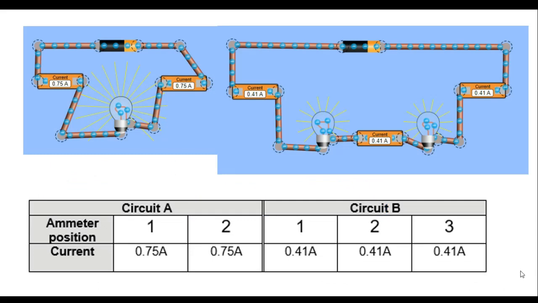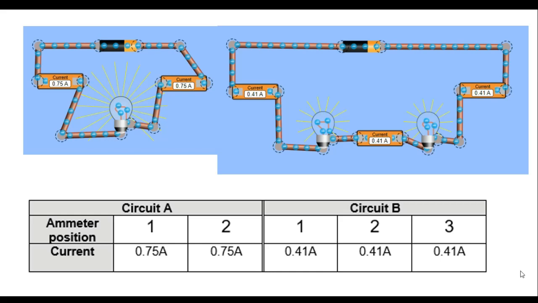So here are the circuits that I built using the simulator. You can see that for the first one, the current is 0.5 amps in each place. Now it doesn't matter if you have different numbers in your ammeters, the main thing is that it should be the same number for both ammeters. For the second circuit then, with the two bulbs, I got 0.41 amps. It's okay if you have a different number, but of course the number should be the same at each of the 3 points. So make sure that the numbers that you have used in the table should be the same for each circuit.